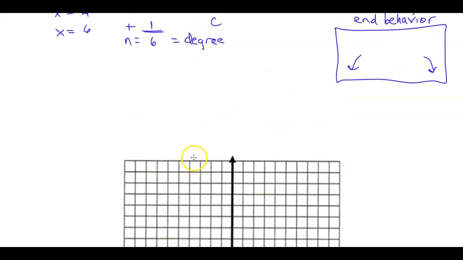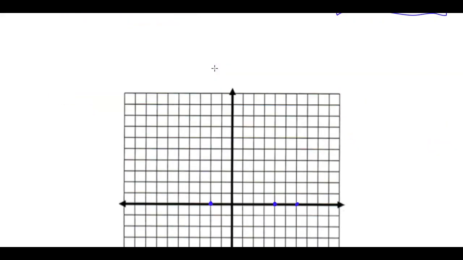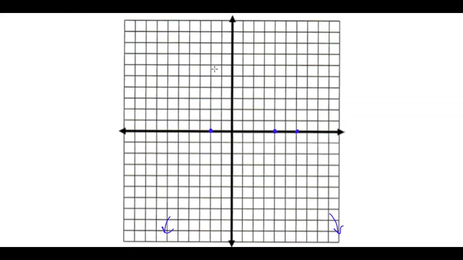If we look at x equals -2, we see it has a multiplicity of 3, which means it's going to cross through the x-axis at x equals -2. So my graph is going to have to come from down here, up here, and cross through. So it's going to look something like that when it crosses through, okay?